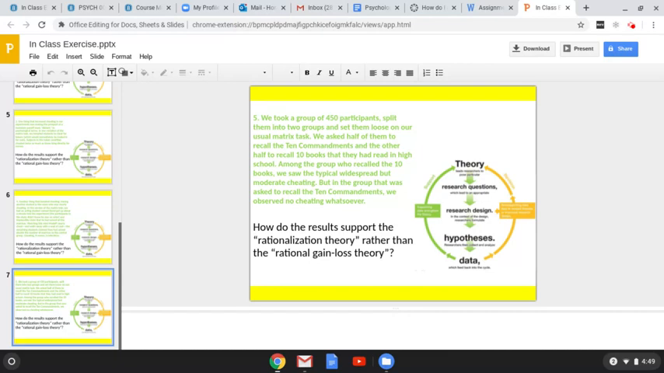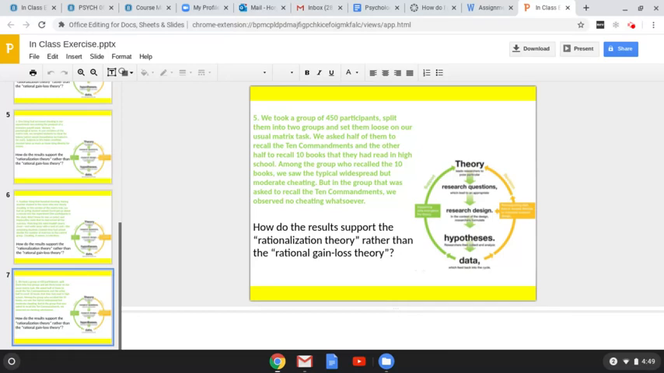However, in the group that was asked to recall the 10 Commandments, we observed no cheating whatsoever. That's interesting. What does the 10 Commandments have to do with not cheating, and 10 books in high school have to do with some cheating? How do these results support rationalization theory rather than gain-loss theory? It seems in both of these there may be reason to cheat in both, and yet in one group there wasn't cheating. Why would reciting the 10 Commandments from the Bible make people less likely to cheat? How do you rationalize that?